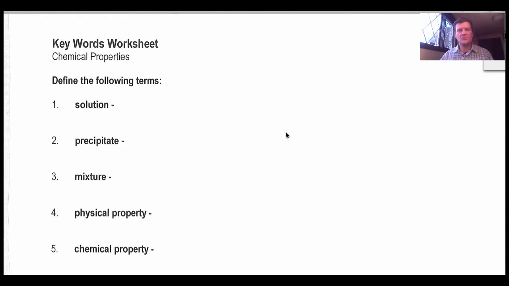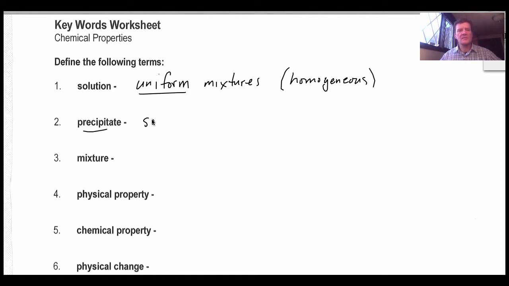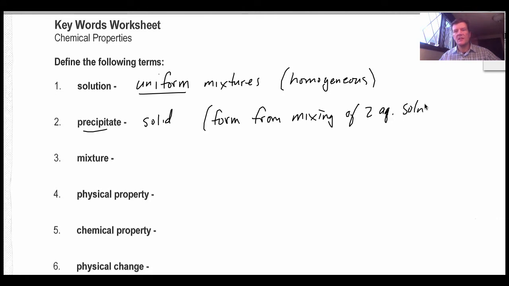Let's define a few terms just to remind ourselves some of the things that we've been talking about up till now. A solution, remember, is a uniform. You can be writing these in here. A uniform mixture. A uniform just means that it is the same throughout. Okay, we also use the word homogeneous. Precipitate would be a solid, and that is often formed, it might be formed from the mixing of two solutions, aqueous solutions. All right, let's go to AQ, aqueous solutions.